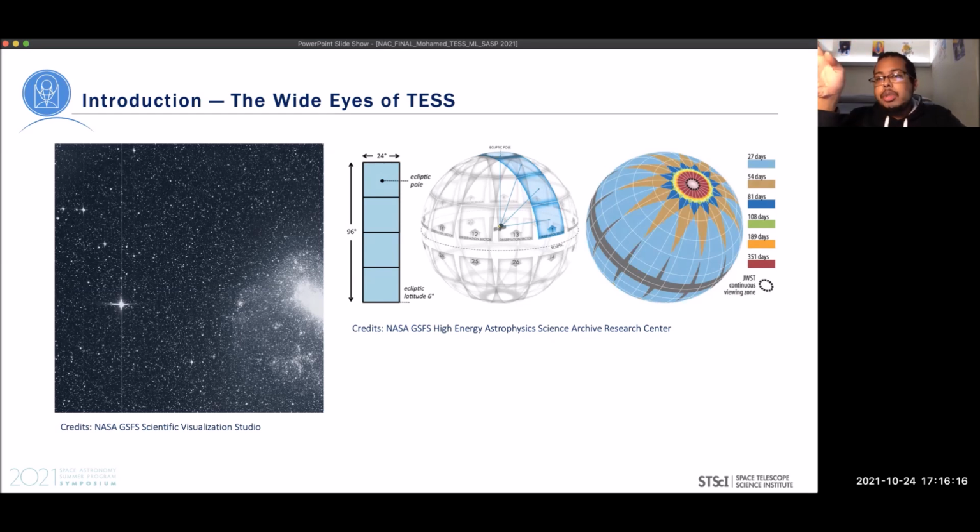And because of this geometry and where it's looking, there are actually some sectors of the sky that TESS will observe over a very long time, almost a year. And so there's a lot of data, there's a wealth of data that TESS has that we can look for planets through. And I just think this picture right here of TESS's first light is very pretty, so I wanted to show that.